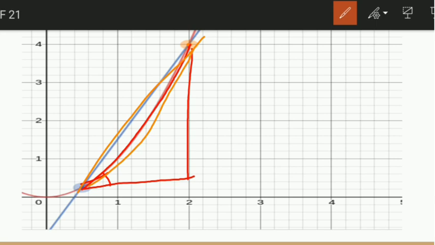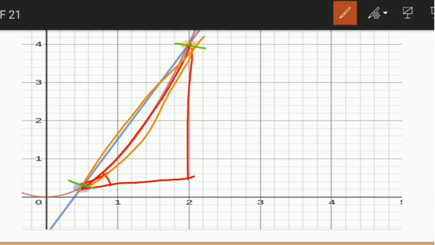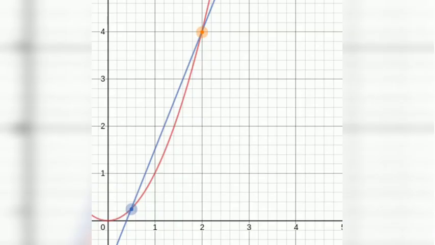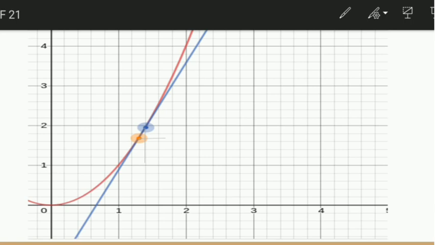What we should do is bring both these points closer. Let's look at the animation. So in the animation we saw how the curved line becomes a straight line as the 2 points come closer. So what did we actually do? We had 2 points and we brought them closer.